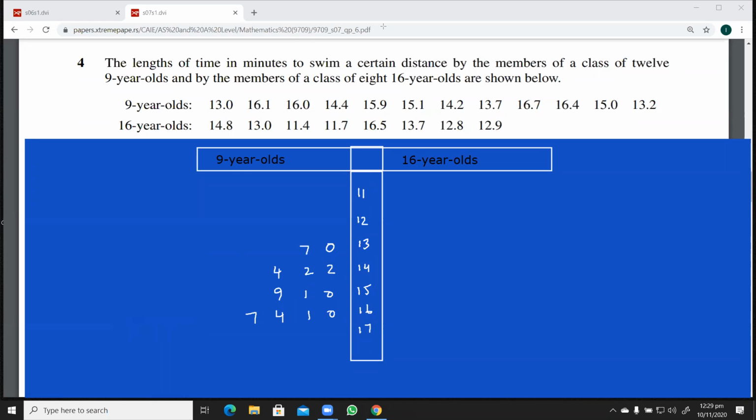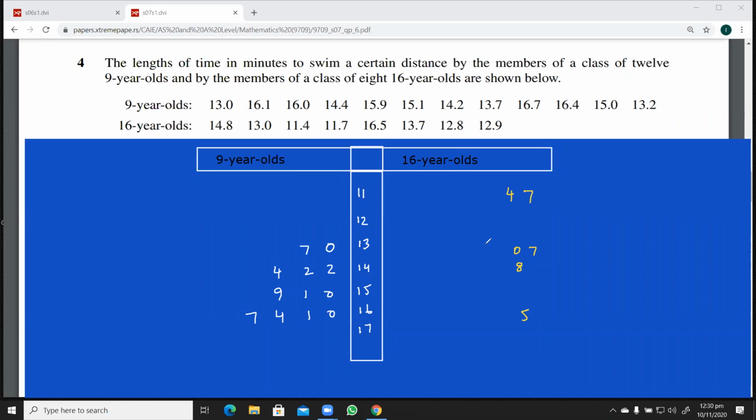And next I'll be writing for these ones. I'll just write them a bit away. 14.8 is going to be 8 here. 13.0 is 0 here. 11.4 is 4 here. 11.7, then 16.5. 16.5 here, and then you have 13.7. So 13.7.